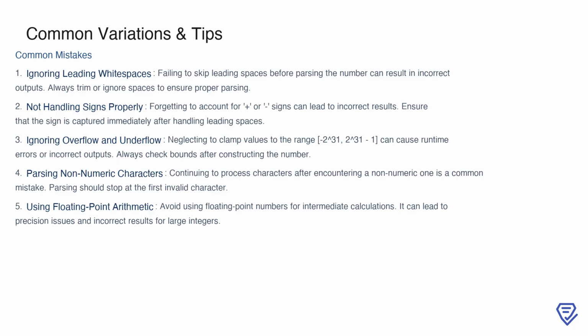Overflow and underflow are also critical concerns. If the parsed number exceeds the range of -2^31 to 2^31 - 1, you need to clamp the value to this range to avoid runtime errors or invalid results. Additionally, parsing should stop as soon as a non-numeric character is encountered. Continuing beyond that point is a common source of bugs. Finally, avoid using floating-point arithmetic for intermediate calculations. Precision errors can occur, especially when handling large integers, so sticking to integer-based computations is safer and more reliable.